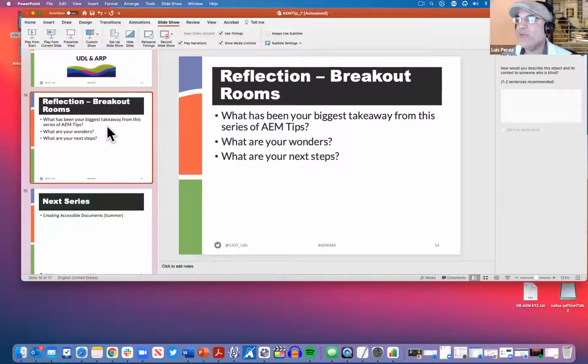It could be a new resource that you're going to check out, because that would be really helpful as a next step. Or it could be somebody that you're going to reach out to make some connections. So I'm going to set these breakout rooms and we'll do this for about 10 minutes, and then we'll come back together to have some larger group discussion.